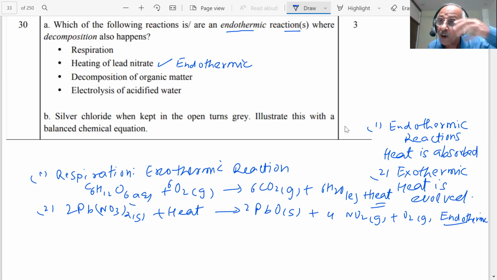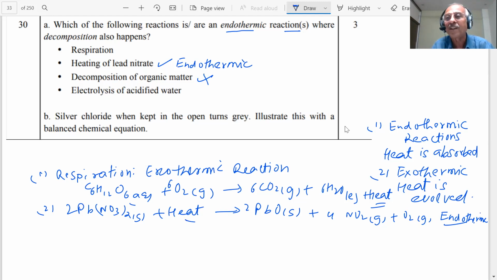Most decomposition reactions absorb heat, and then they decompose. So we say that these are endothermic reactions. Decomposition of organic matter can be exothermic as well as endothermic, so this is not endothermic. I will not put it in that category.